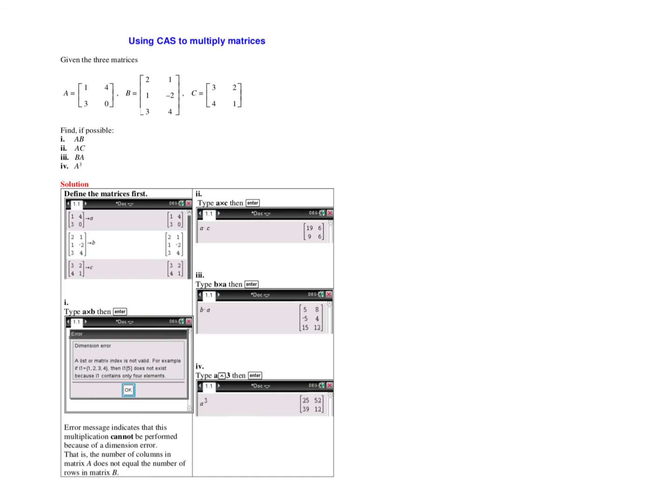You can just do multiplications in the calculator. It's pretty obvious. You just type your matrix out, you times it, and type the other one out, and it'll do it for you. If it's undefined, it'll tell you it can't be worked out. And then if it can, it'll do it for you.